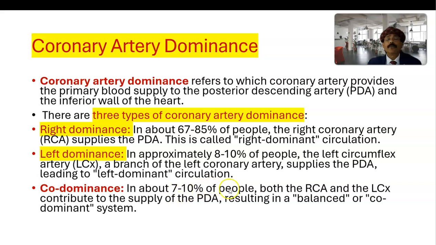Co-dominance in about 7 to 10% of people, both the right and left circumflex artery contribute to the supply of the PDA, posterior descending artery, also called posterior interventricular artery, resulting in a balanced or co-dominant system.